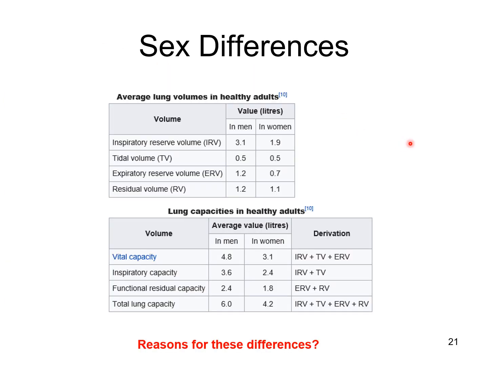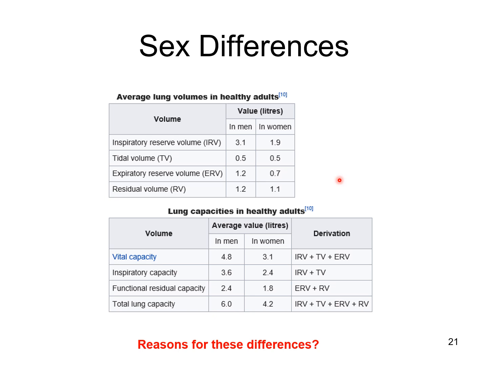Okay, so there are a number of sex differences between males and females when it comes to lung volumes and lung capacities. So whilst tidal volume is pretty much the same, around half a litre per breath for males and females, there are considerable differences for the other volumes. So inspiratory reserve volume is around 3.1 litres in males compared to about 1.9 litres, so just over a litre difference. Expiratory reserve volume, again, around half a litre difference, and then residual volume. Not too much difference, only about 0.1 of a litre difference between the sexes for that.